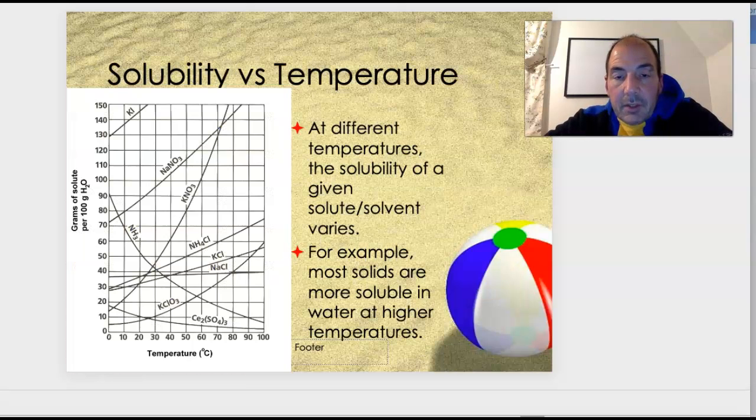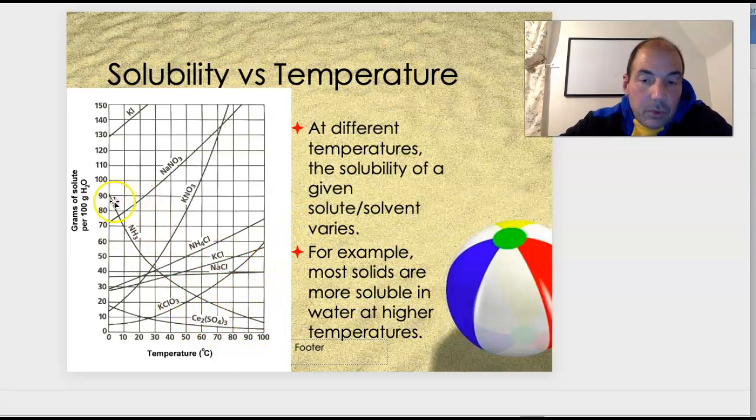We talked about the idea of solubility and temperature already. As we look at this graph, you see that most substances are increasing as they go to the right. Okay, there are two exceptions. This exception is really a bizarre one. This one will make sense in a moment.